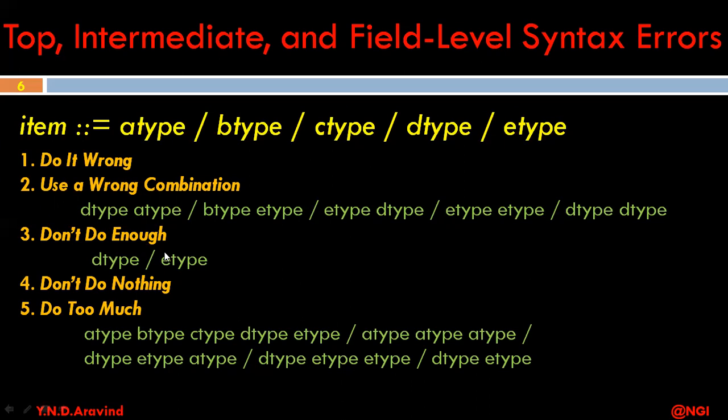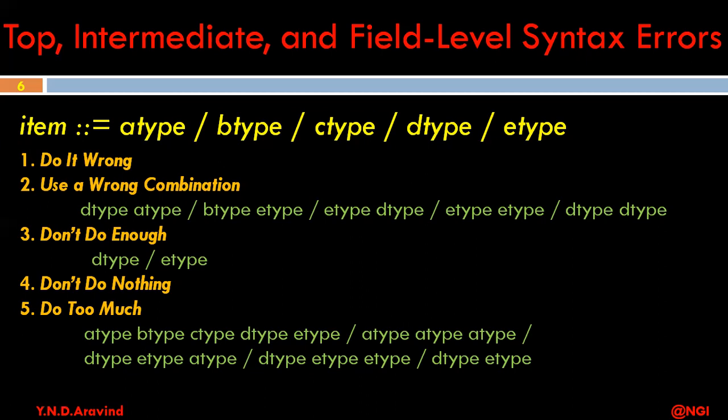Third case, do not do enough. Here for do not do enough, we discussed an example, D type or E type. Then the fourth, do nothing. So this is another type of error: no input, just the end of the command signal or carriage return. Amazing how many bugs you can catch this way.